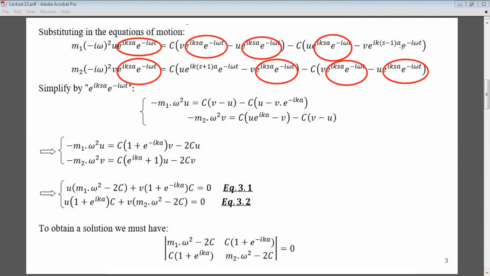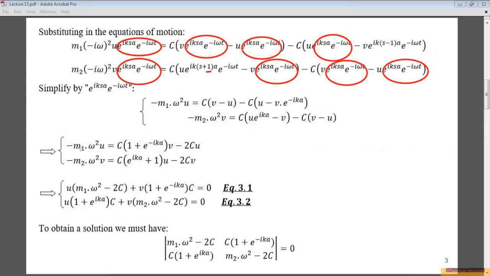Now, if I eliminate e^(ika), e^(minus i omega t), I will be left with V times e^(minus ika). From the second term, similarly, I will have minus M2 omega square V equal to C. Here, I still have this thing over here, so I have U e^(ika), minus (V minus U) times C. Now, I will just remove the brackets.